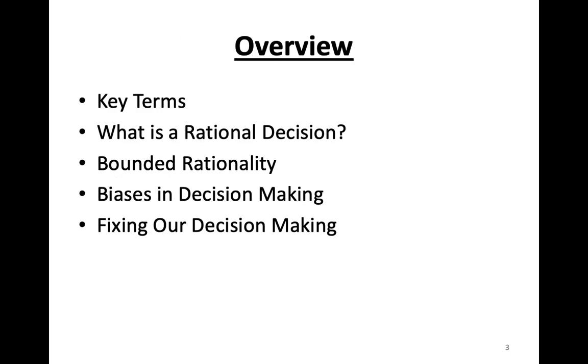So this lecture will go over some key terms related to judgment and decision making. I'll review what a rational decision consists of. I'll then discuss the term bounded rationality, and then I'll review several prominent biases in our decision making, and then end with how we can make better decisions by fixing our decision making.